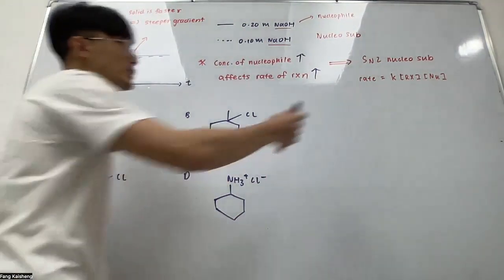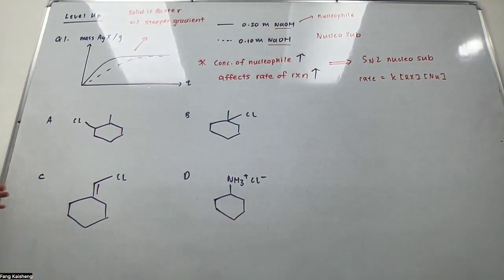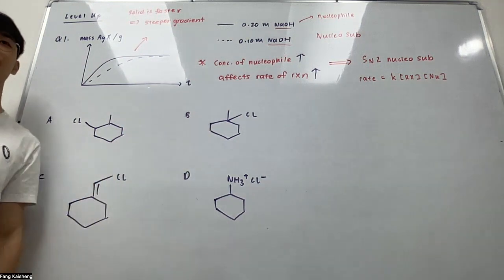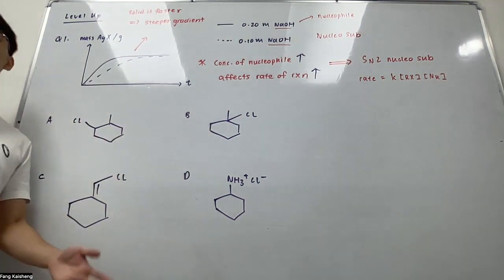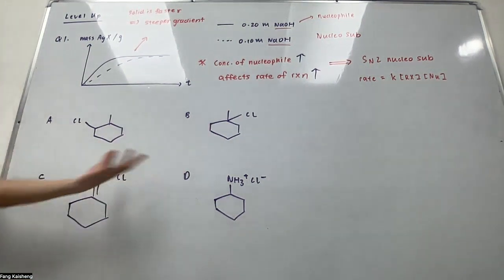SN2 represents two reactants in the rate equation. That's it. Okay, and we are still trying to find out what this structure is, right? Now that we know SN2, can you recall its properties that can help us perhaps determine what structure it is?